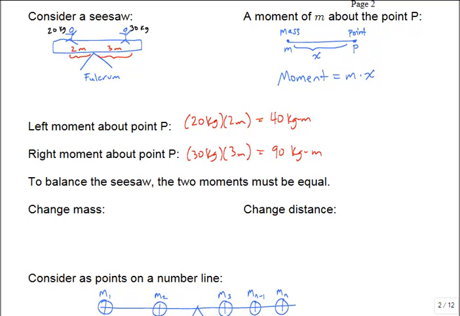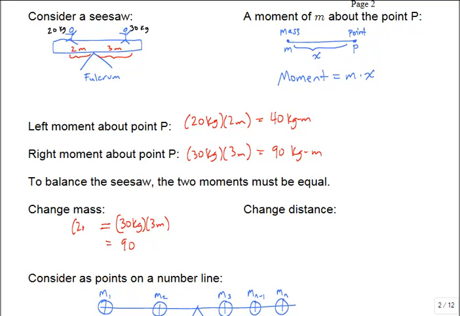Well, one option would be to change one of the masses. Suppose that the child on the right-hand side stays 30 kilograms, 3 meters away. Then the moment on that right-hand side is 90. On the left-hand side, if the 20 kilogram child hops off and a new child comes on, how heavy would that child need to be so that this will be balanced if he's still going to be 2 meters away from that fulcrum?